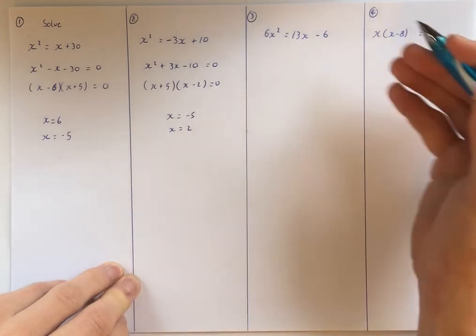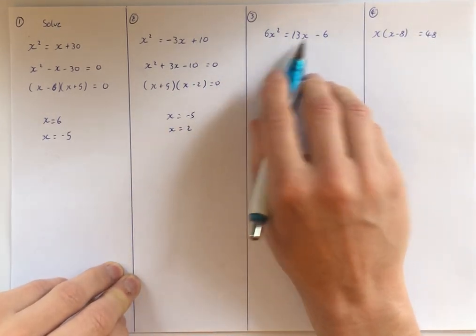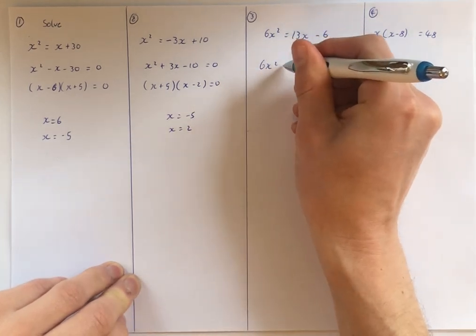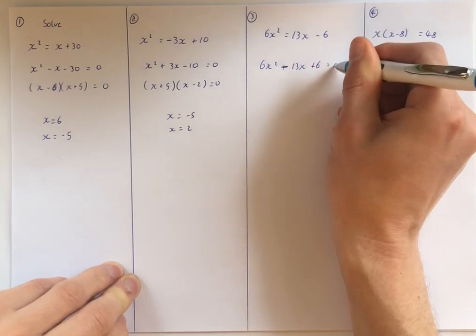Again, 3 very similar problems. We need this quadratic to be equal to 0. So we're going to subtract 13x and add 6. Minus 13x plus 6 equals 0.